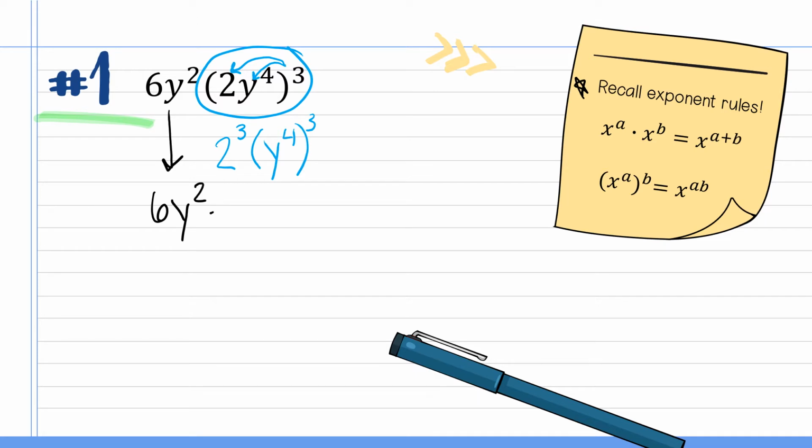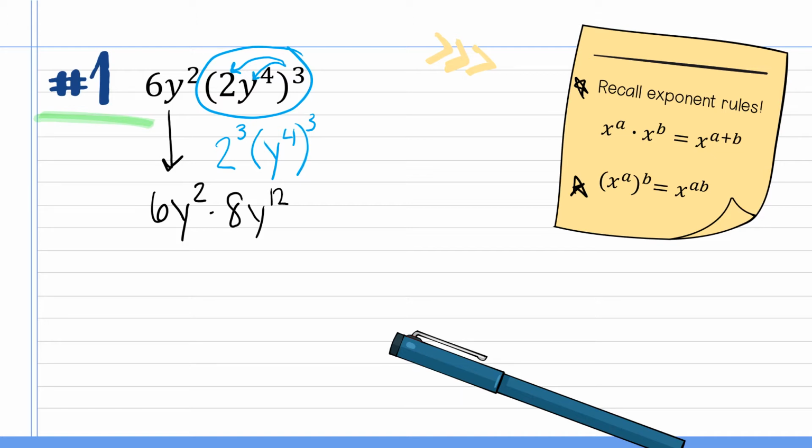Now simplifying that blue expression, that 2 to the 3rd and y to the 4th to the 3rd, 2 to the 3rd we know is just 2 times 2 times 2, which is 8. And then y to the 4th to the 3rd, we want to use this property that when we're raising a power to a power, we can multiply our exponents together. So our base stays the same as y, and our new exponent will be 4 times 3, which is 12. So now we have changed our problem to become 6y squared times 8y to the 12th.